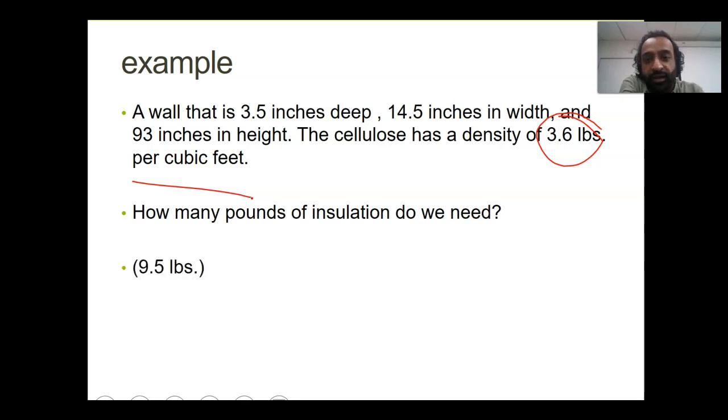So if you do the math here, you multiply depth, width, and height. Then you divide by that number shown earlier, and you multiply that by the weight, and this is the amount of pounds you need for that cavity. And again, you use blown insulation for attics, for walls, for cavities, and so on.